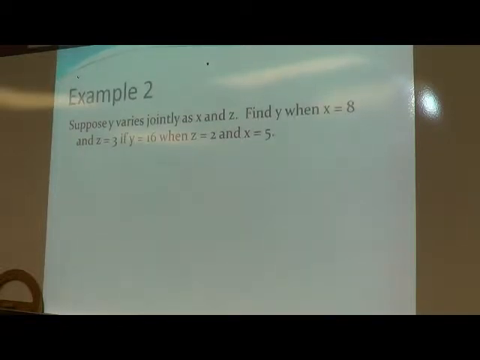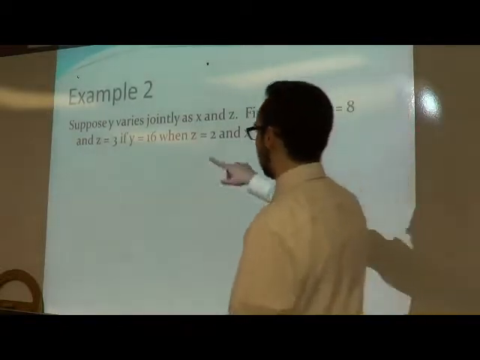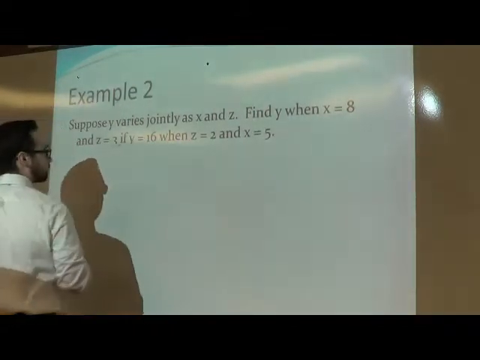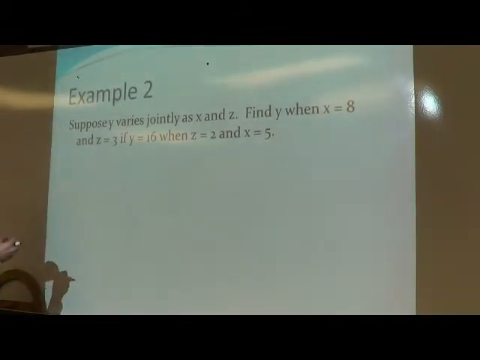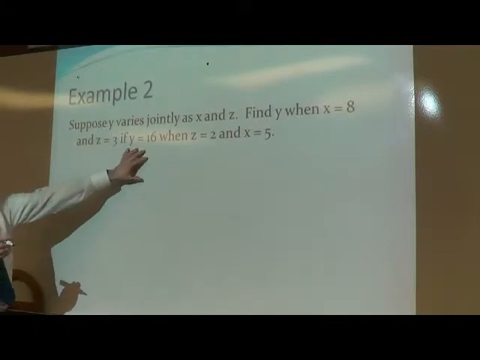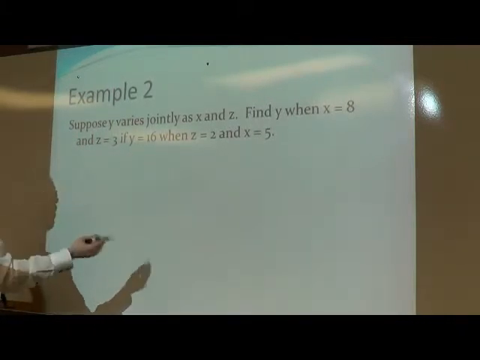So let's take a look at what that looks like. Again, it tells us y varies jointly, so we know. It says find y when x is 8 and z is 3, if y is 16 when z is 2 and x is 5. A couple of ways of doing this.